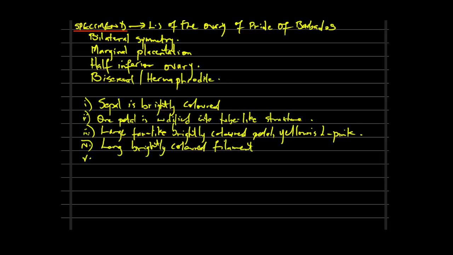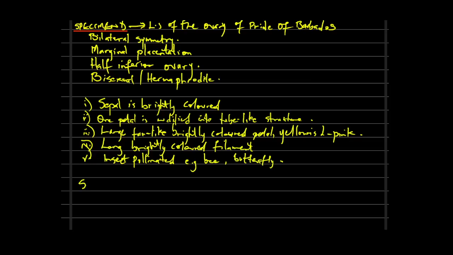And then it has the agent of pollination. The agent of pollination is insect. It is insect pollinated. Examples of the insects are bees and butterflies. Those are examples of the pollinators.